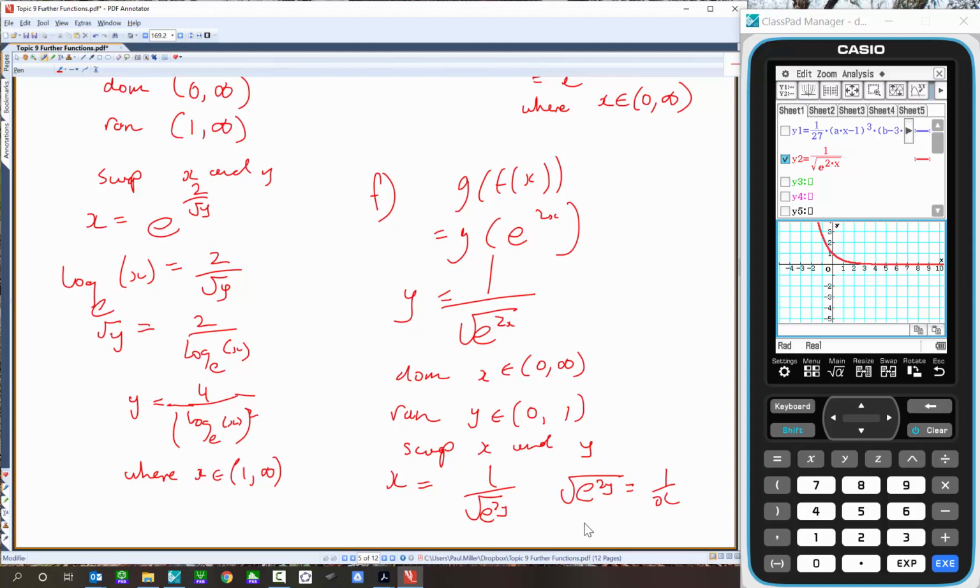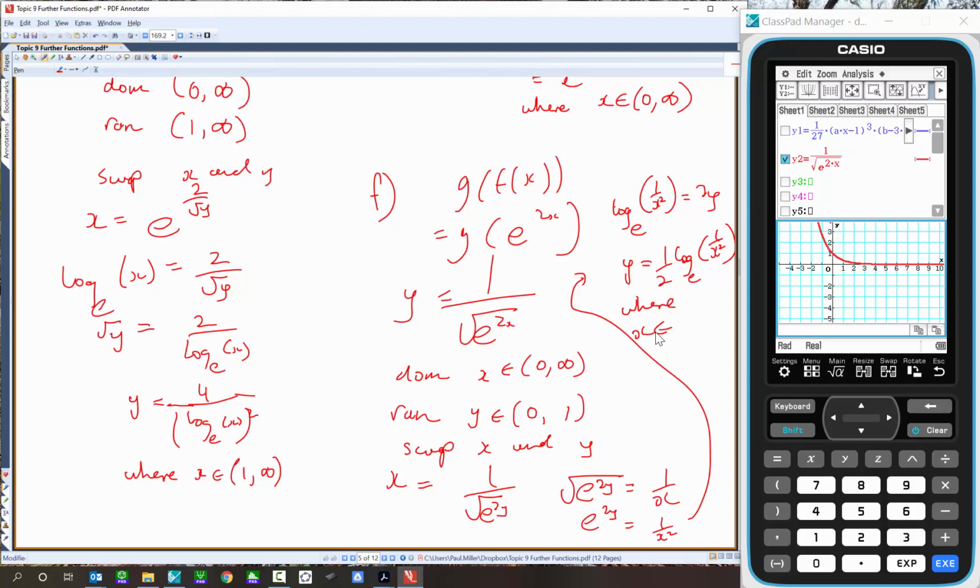Now I'm going to get rid of that root. So I've got e to the 2y equals 1 over x squared. So I've just squared both sides. Sorry, girls, but I'm going to have to continue this up here. Now I'm going to switch to log form. Log e 1 over x squared is equal to 2y. Y is equal to half log e 1 over x squared, where x is an element, so is going to be between 0 and 1.